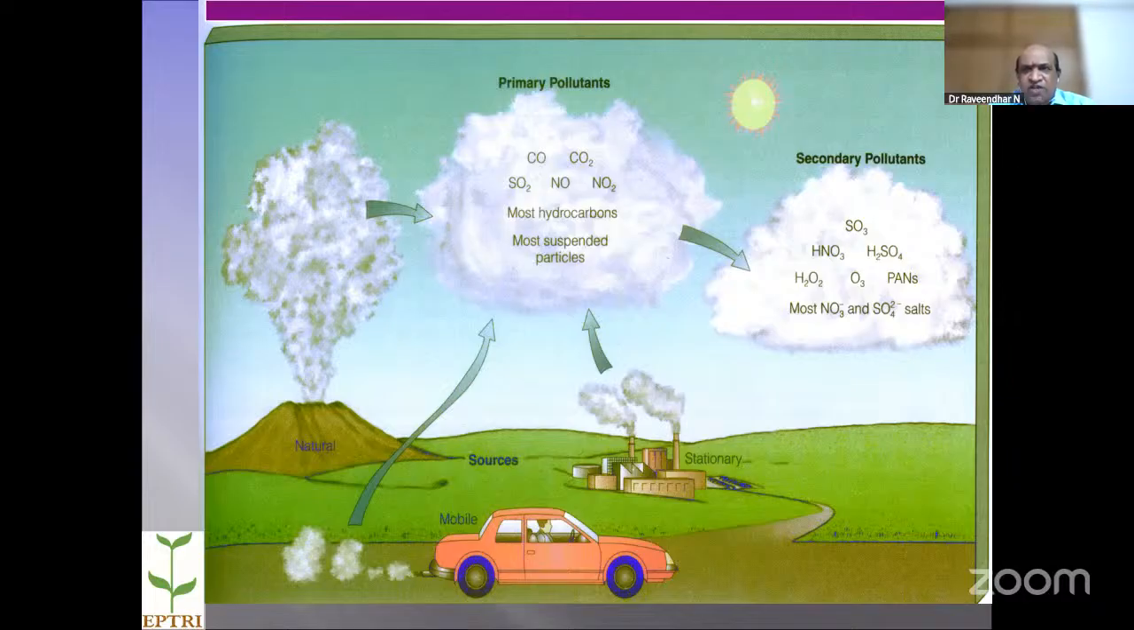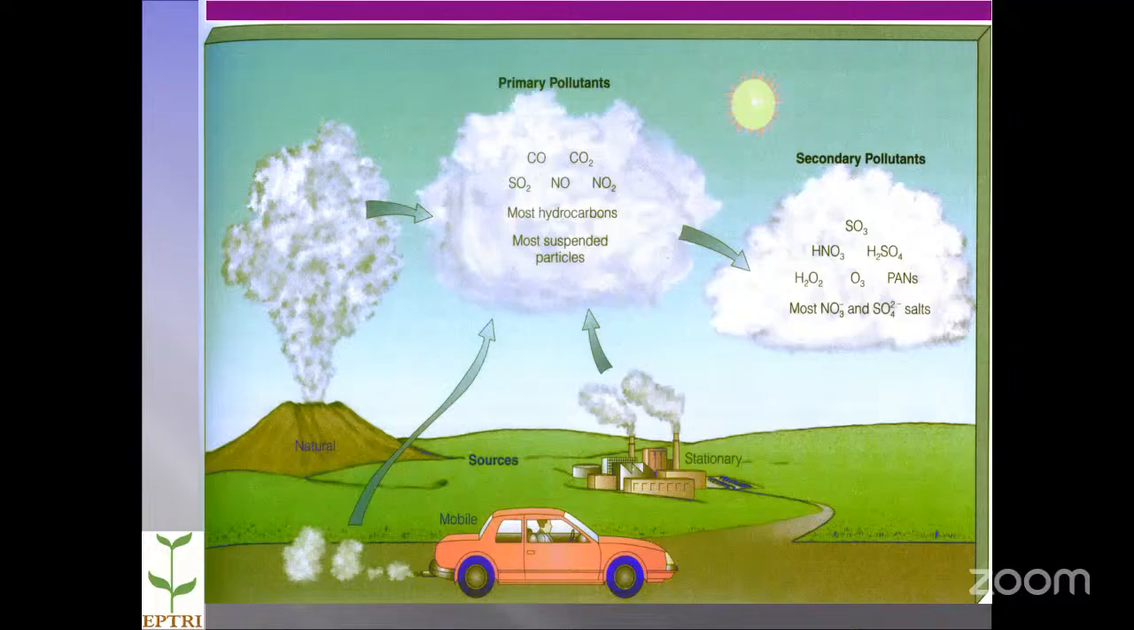This formed ozone is called ground level ozone. This is not coming from the sunlight, right? This is a different ozone. Ozone is of two types.